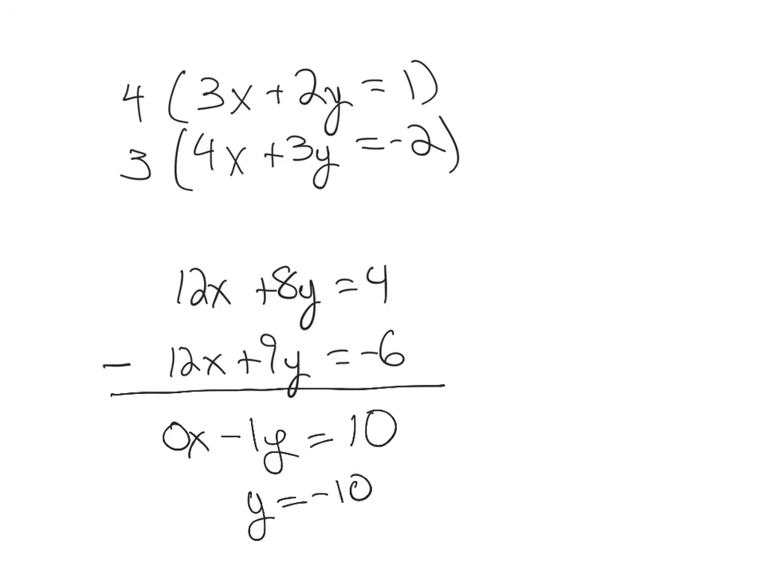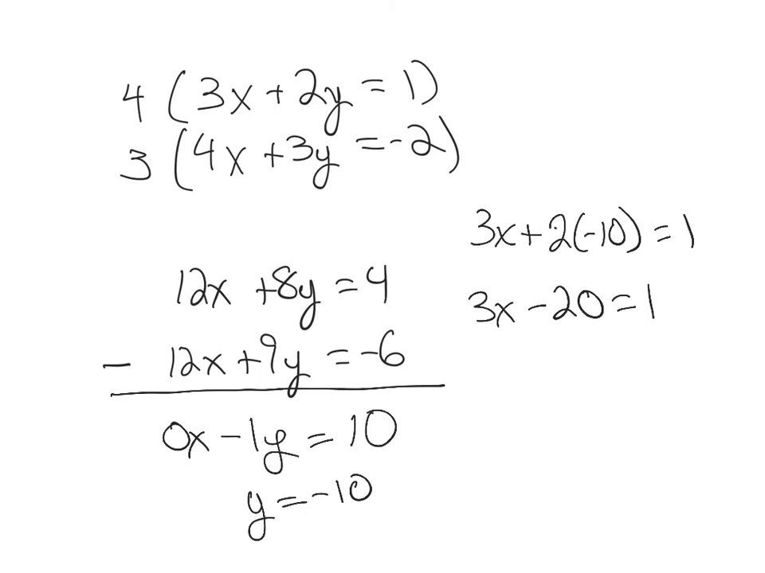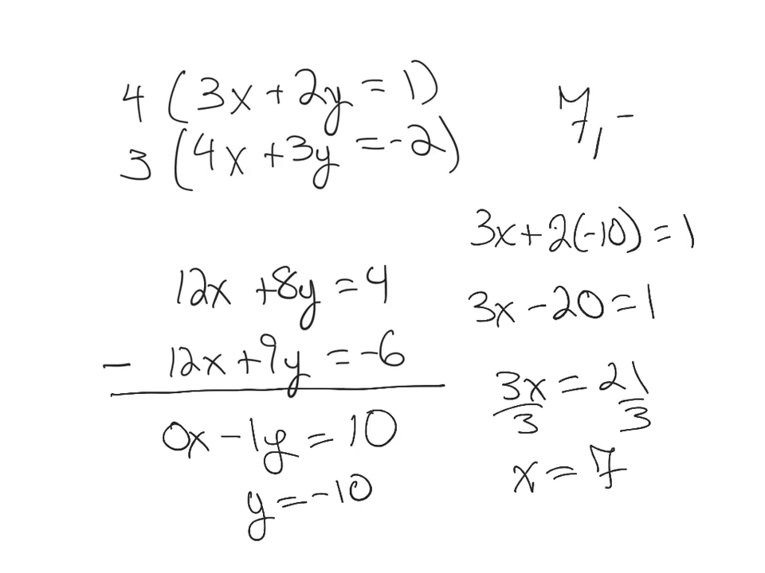If that's the case, I can plug back into either one of my equations, plus 2 times negative 10 equals 1, 3x minus 20 equals 1. Add 20 to both sides, 3x equals 21, divide by 3, x therefore must equal 7. And our solution is 7, negative 10. And that's elimination method. So it's just a different approach from what we've been doing with substitution. And tonight you're really going to focus on using elimination method for everything.